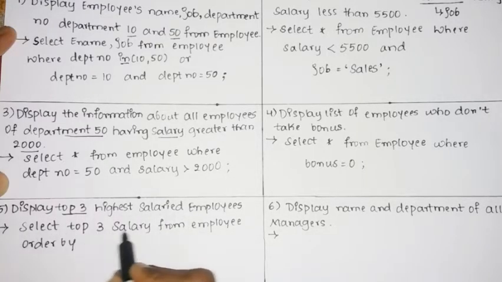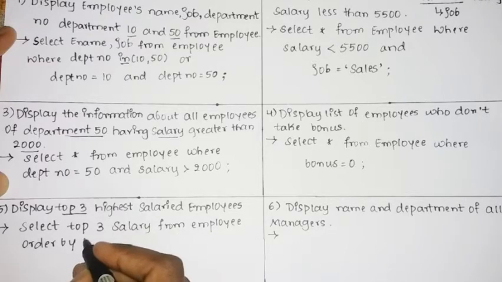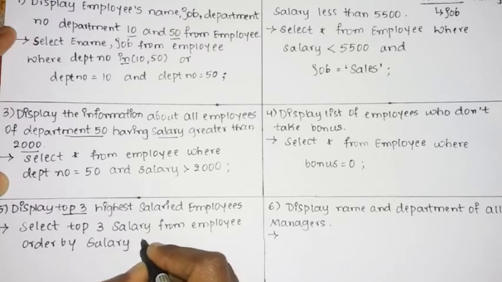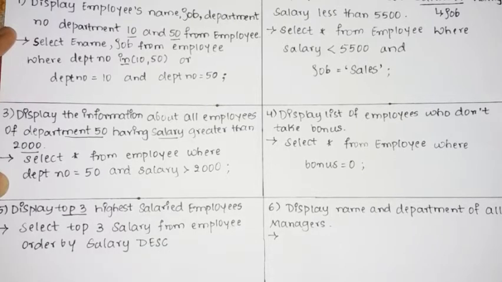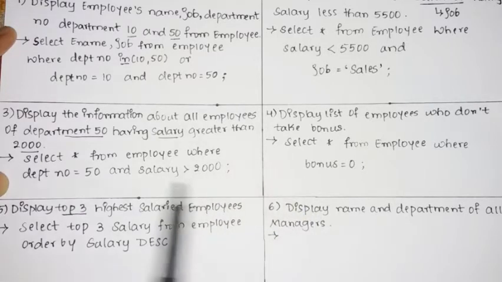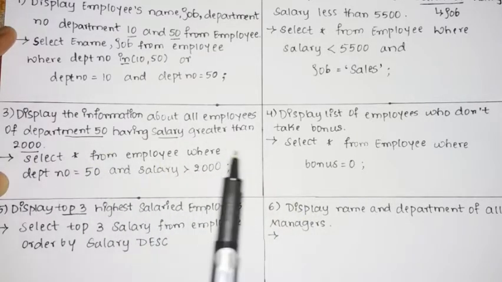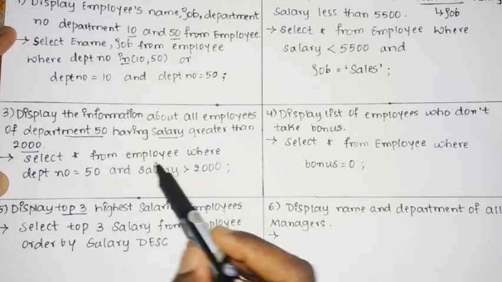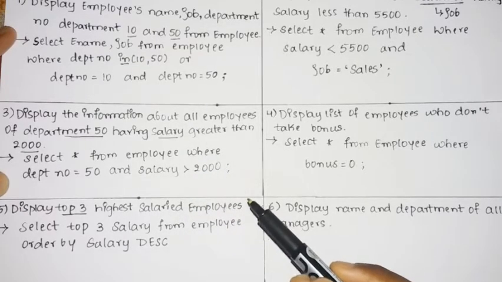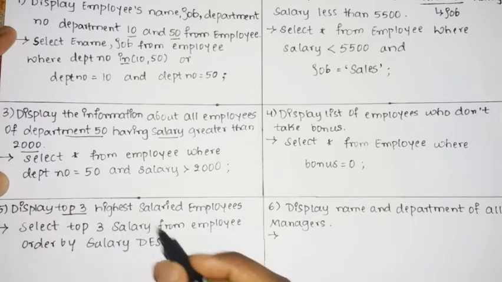So select top 3 salary from employee, then you need to order by salary in descending order. If you order by the salary in descending order, the highest salary will be displayed first. So out of which the first 3 highest salary values are displayed.